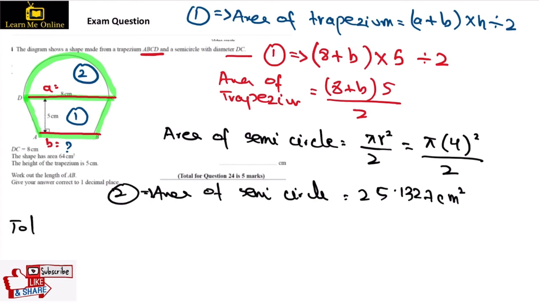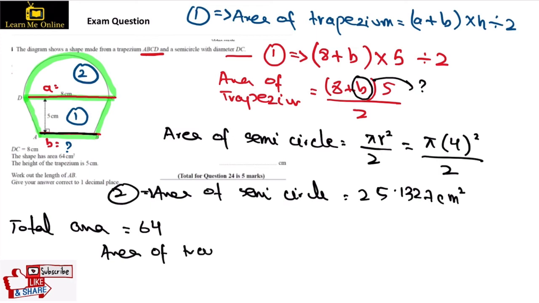Now we know that the total area is how much? 64. So we do 64 is the total area. Now to find out the area of the trapezium, because the length that we have to find out is the trapezium length, which is AB, we are finding out this length. And in the trapezium formula, what we are finding out is the value for B. So we say that the area of the trapezium would be, from the total area, which is 64, we minus the area of the semicircle, which is 25.1327. So the area of the trapezium would come out with 38.867.